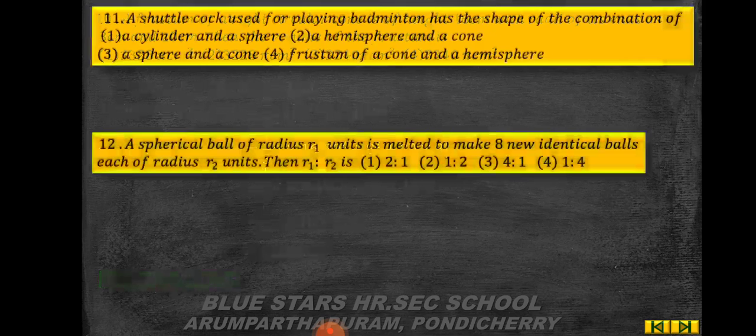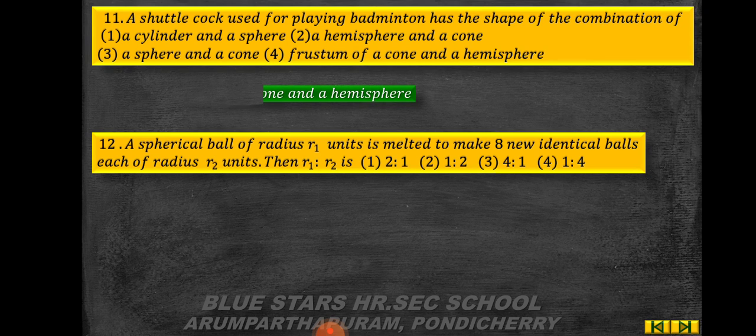Question number 11. A shuttlecock used for playing badminton has the shape of the combination of: option 1, a cylinder and a sphere; option 2, a hemisphere and a cone; option 3, a sphere and a cone; option 4, a frustum of a cone and a hemisphere. We already know about it. The correct option is option 4, frustum of a cone and a hemisphere.